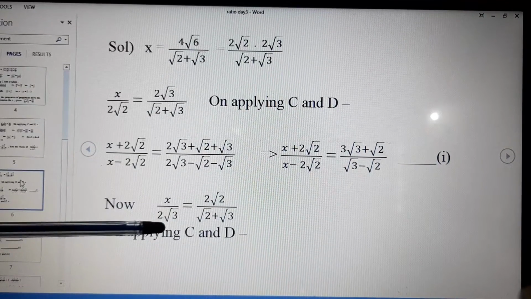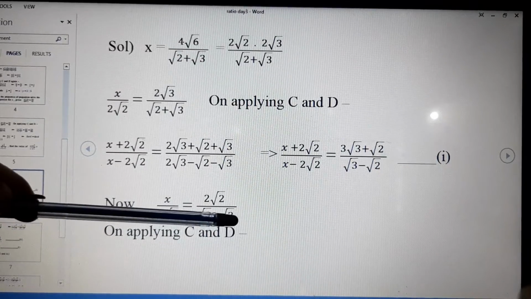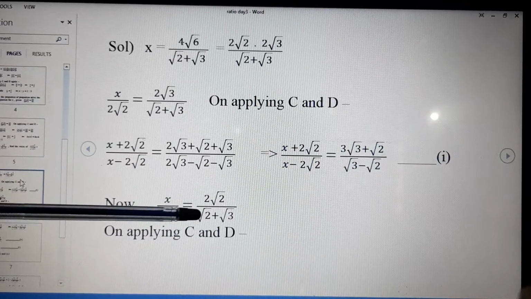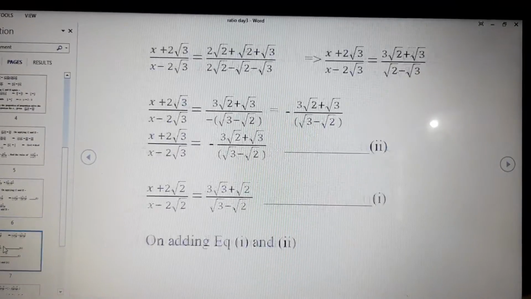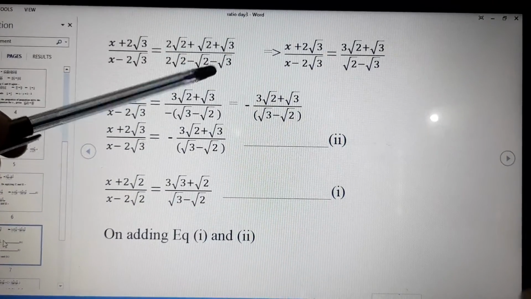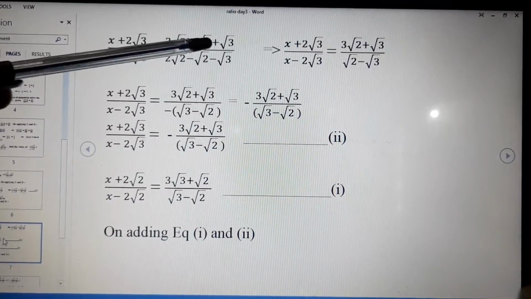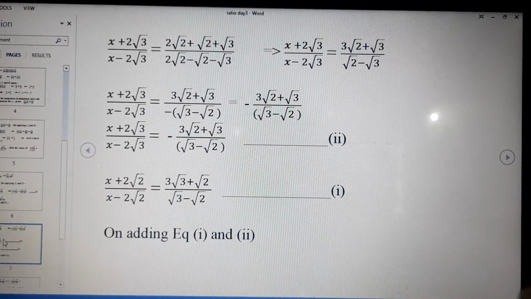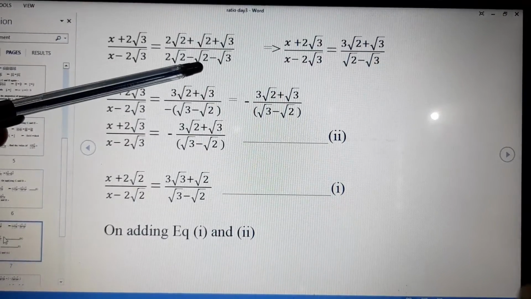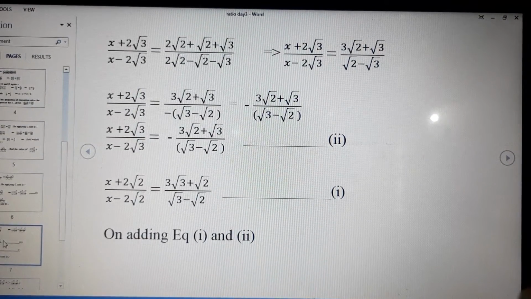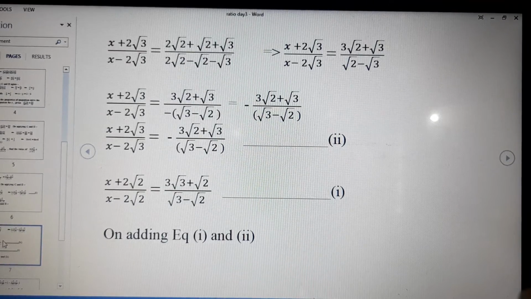It means x plus 2 root 3 divided by x minus 2 root 3. This side, 2 root 2 plus root 2 plus root 3, and 2 root 2 minus root 2 minus root 3. Because of the minus sign, root 3 will be converted to minus root 3 to plus root 3. And if we solve it, 2 root 2 plus root 2 is 3 root 2, sorry, 3 root 2 plus root 3. 2 root 2 minus root 2, like terms subtracted, 2 root 2 minus root 2, root 2. We'll be left with root 2 minus root 3.